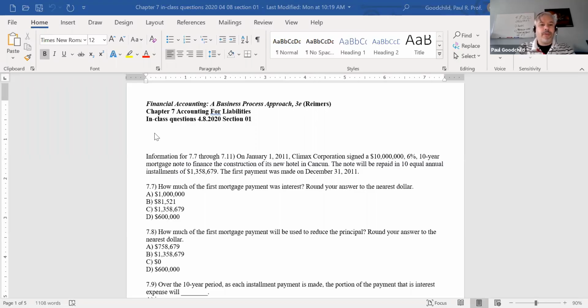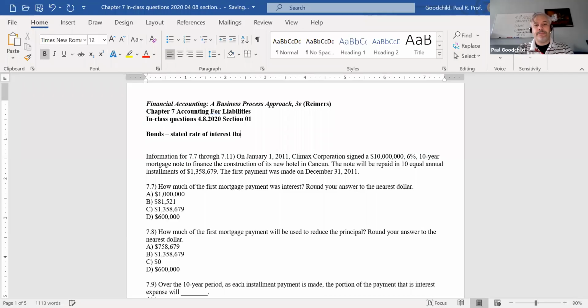So what do we need to know about bonds? Bonds have a stated rate of interest that they pay per period. Example, 6% per year.